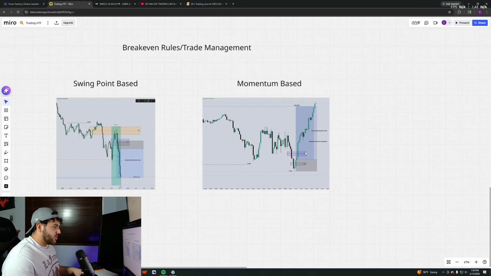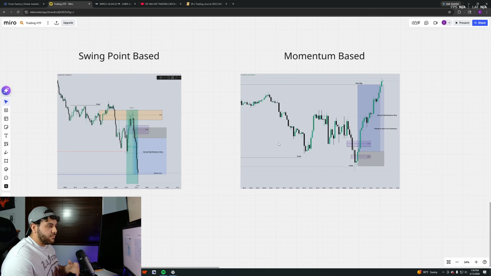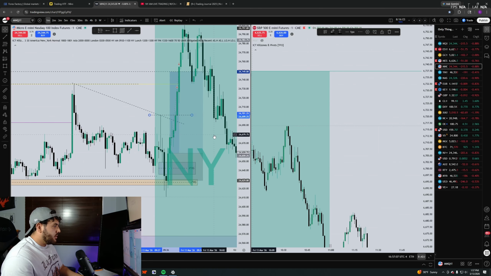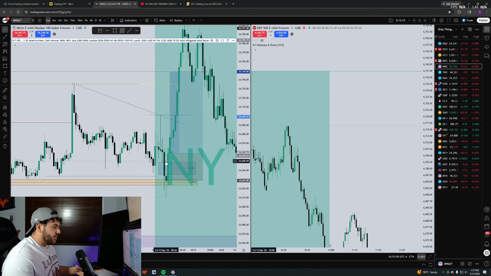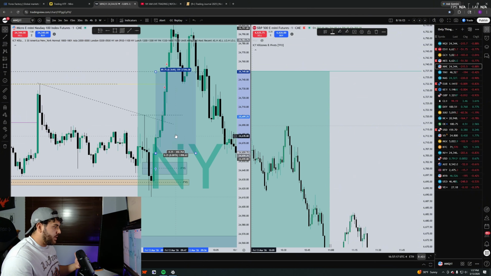Now, what was our trade management like? Did we use a swing point based approach or a momentum based approach? Well, for me, I went with more of a momentum based approach because you could have waited to go break even at this high. But when you're trading the market open, this was what, 7 minutes into the market open, there's a good chance it could pull back on you. It's a good, responsible way to trade to just go break even right there.